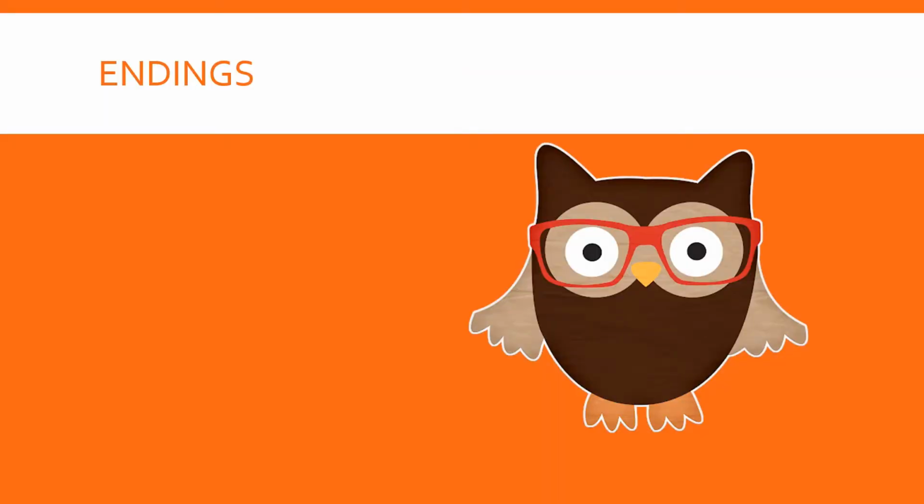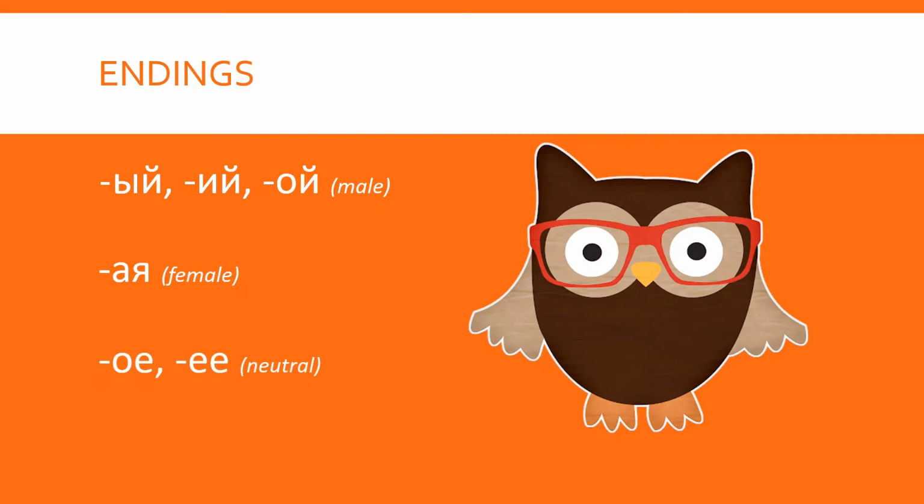When we're talking about the nominative case, you should already know these adjective endings. For male objects, the adjective should end in uy, I, or oi. For female, aya. For neutral, oya or eya. And then for plural, uya or iya. Okay, so that should be nothing new. You should already know this.